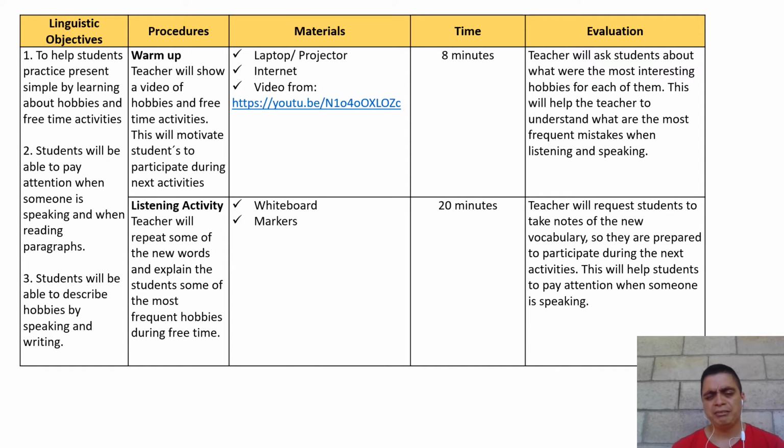And for this, we have just a little evaluation. The teacher will ask students about what were the most interesting hobbies for each of them, because this will help the teacher to understand what are the most frequent mistakes when listening and speaking. So as a teacher, I will be paying attention when the students tell about the interesting hobbies or free time activities.